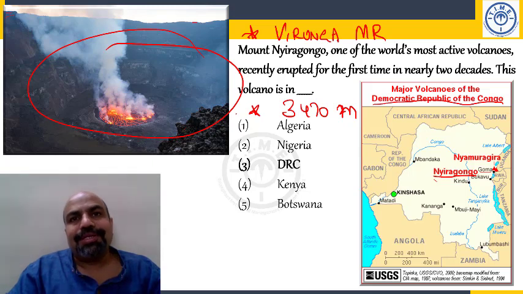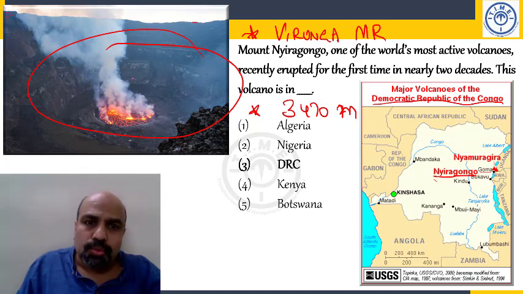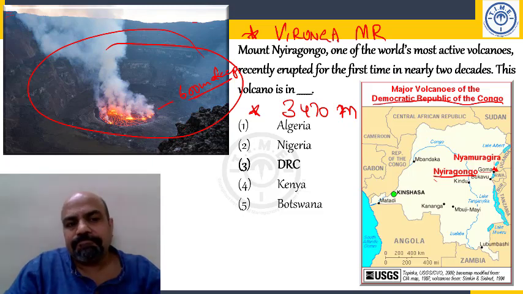Last point. Crater has lava lake. This is the lava lake. You see this lava? This is a lake. Crater has lava lake at about 600 meters deep. It's a lot of lava.